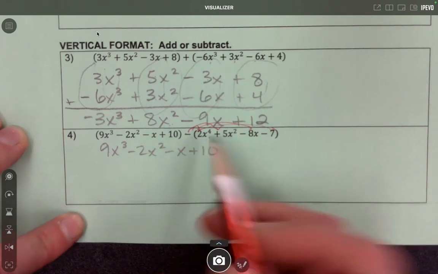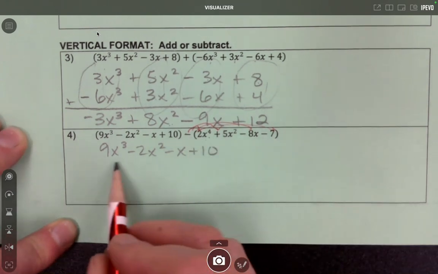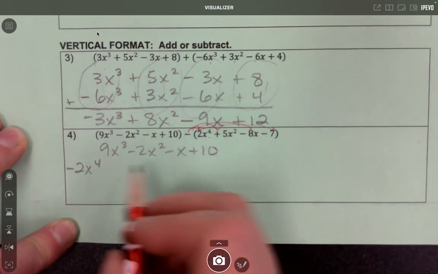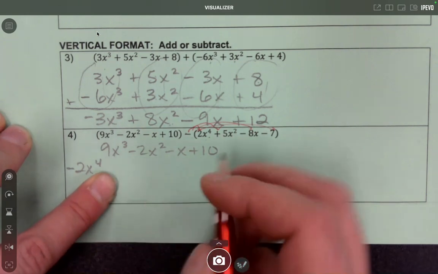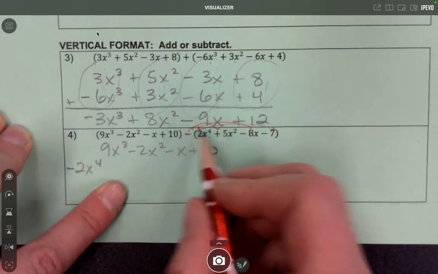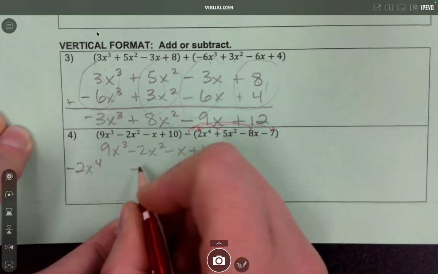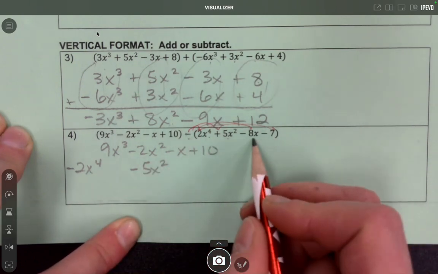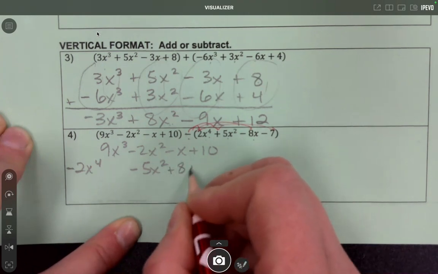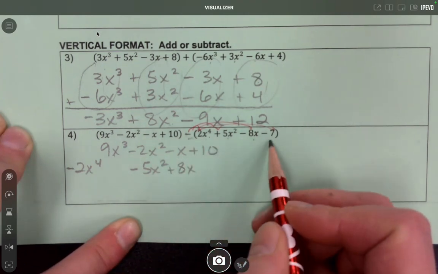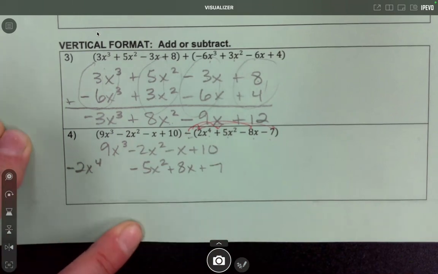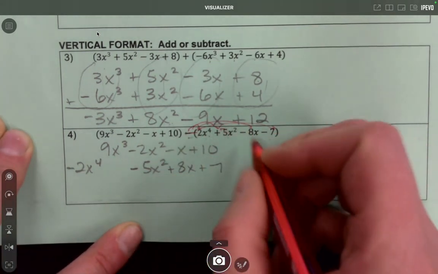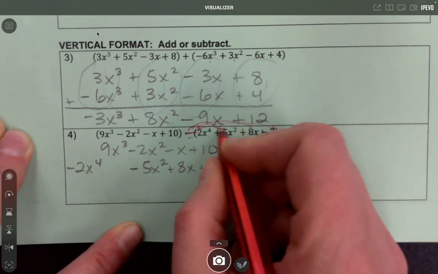When I distribute, I have a negative 2x to the fourth, and that doesn't match up with anything here, and it's a bigger power. So I'm going to put it in the front. And then I don't have anything to match up with the 9x cubed. My next one is now a negative 5x squared. So I'm going to write it underneath the negative 2x squared. And then I'm going to bring the negative to this minus 8x. Now it's a plus 8x. I'm going to bring this negative to the minus 7, and now it's a plus 7. I really probably should have done my trick first, where I did this, because it was hard to remember to distribute all the way through.